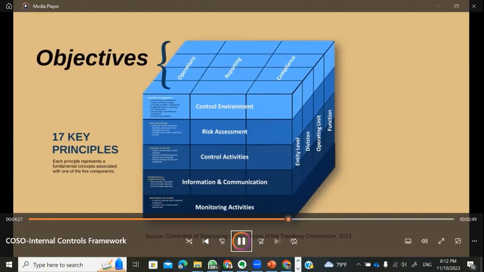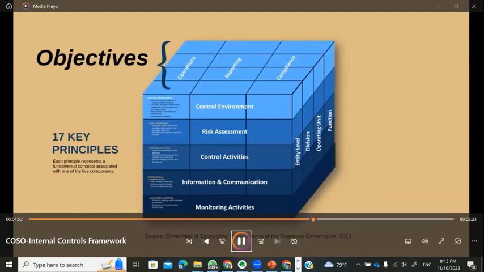Operation objectives pertain to the effectiveness and efficiency of your organization's operations, including operational and financial goals. Reporting objectives pertain to the internal and external financial and non-financial reporting that encompass reliability, timeliness, and transparency. Compliance objectives pertain to adherence to laws and regulations that your organization is subject to.